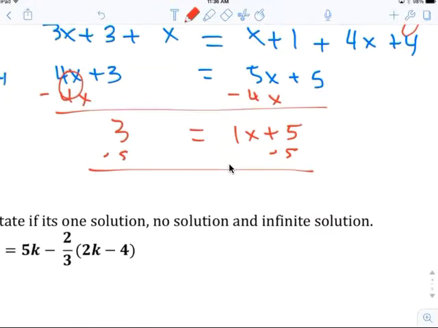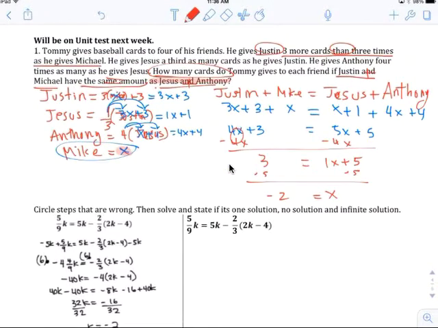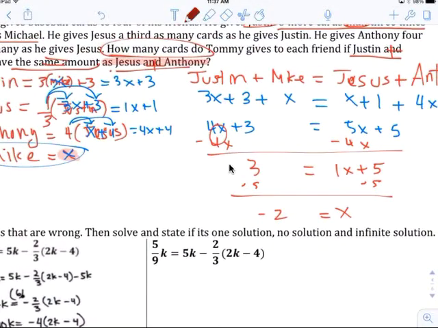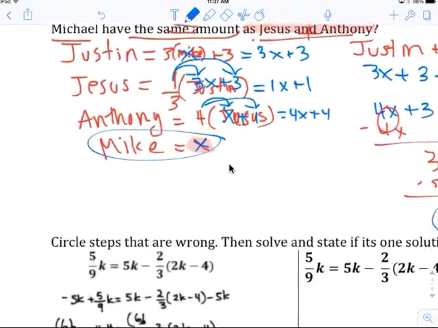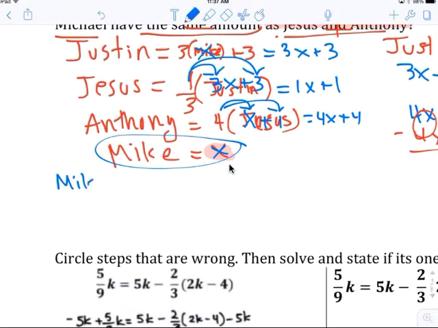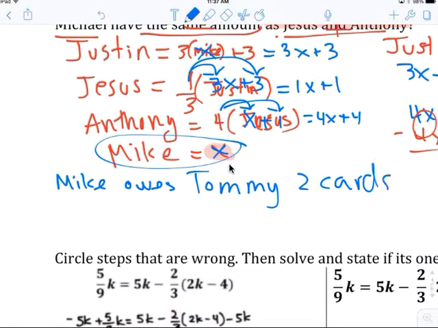Okay, well, X is -2. That means Mike owed Tommy 2 cards. He made Mike give him back 2 cards. That's what it means. So Mike owes Tommy two cards. Okay.